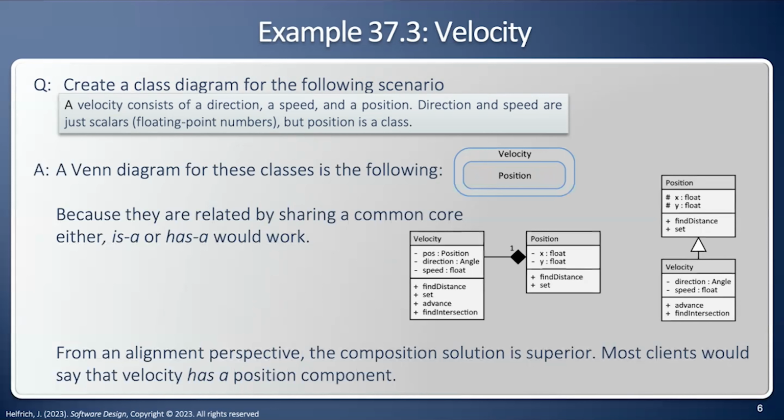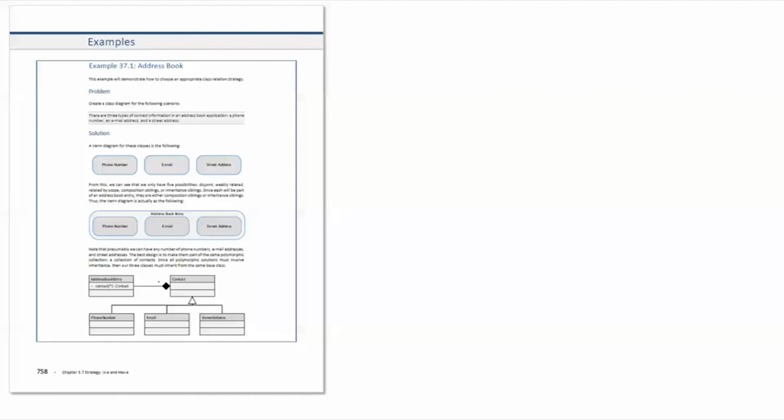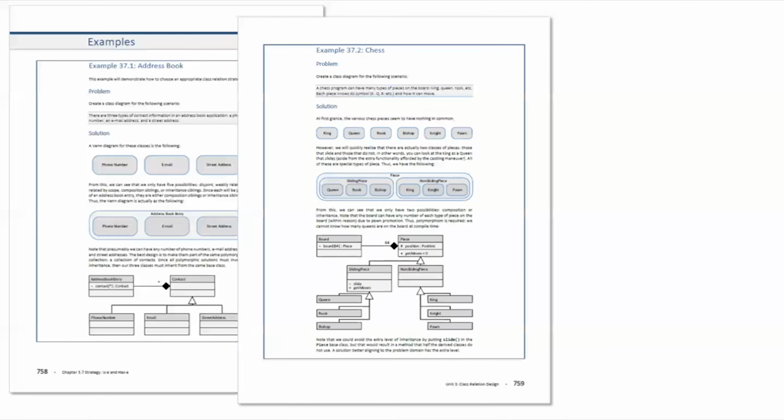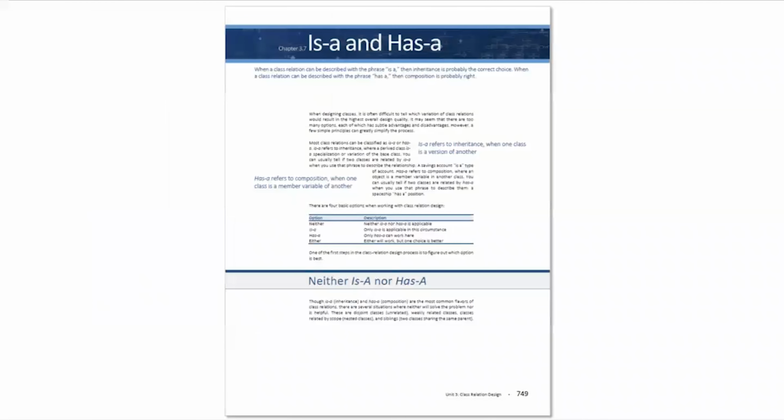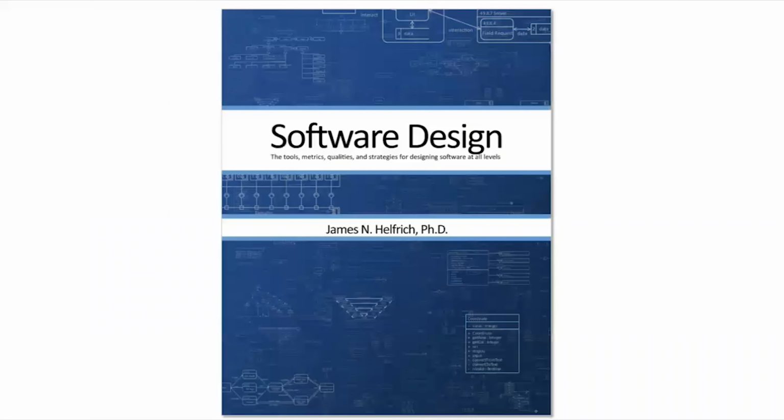From an alignment perspective, however, the subject matter expert will probably say that a velocity has a position rather than a velocity is a special type of position. Therefore, we're going to prefer composition over inheritance. This is example 37.1, 37.2, and 37.3 in the ISA versus HAZA chapter of the software design textbook.